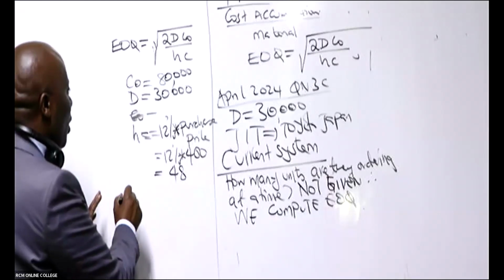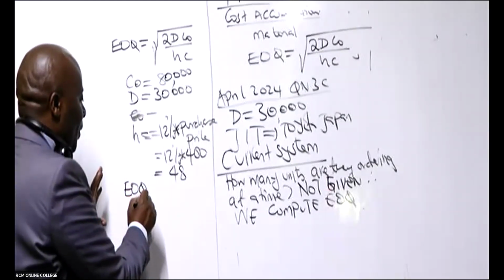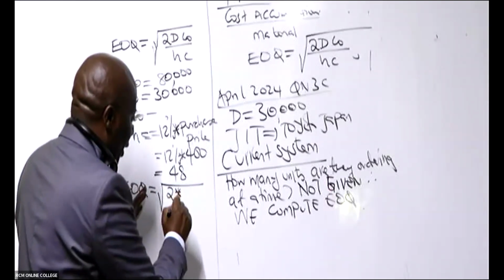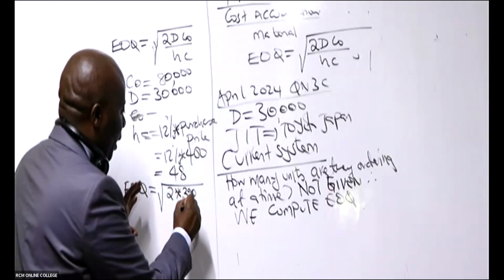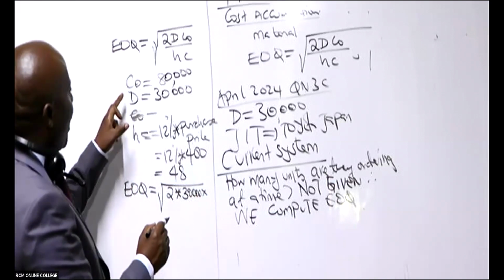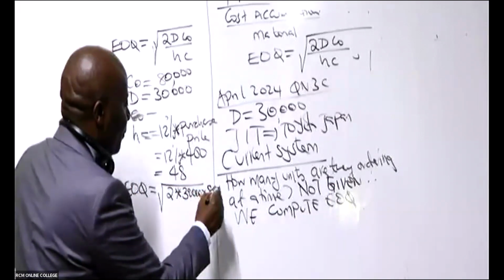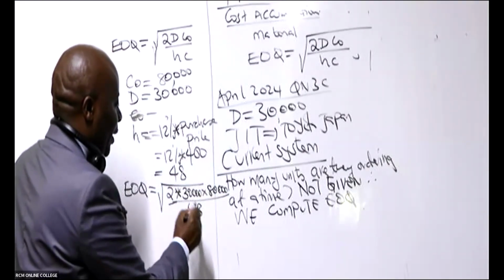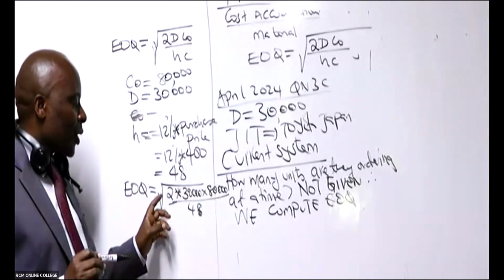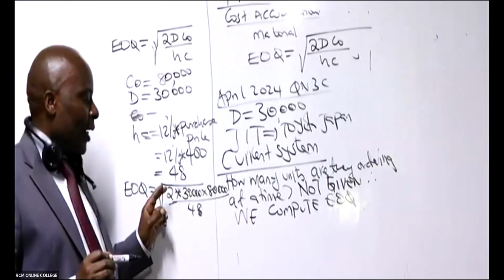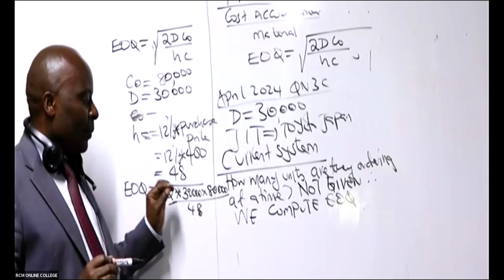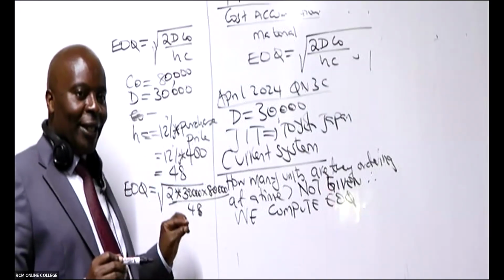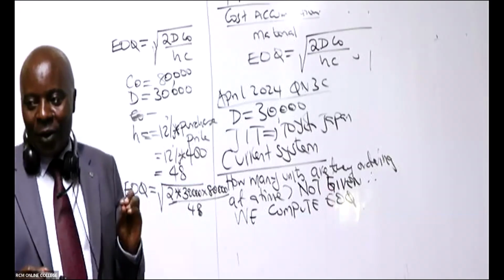48. And therefore, I can now comfortably give my examiner the EOQ, which will be the square root of 2 times annual demand of 30,000 times cost per order, which is 80,000, divided by the holding cost of what here, somebody? 48. So remember, how do we do this first? We forget the square root, and we say 2 times 30,000 times 80,000. Whatever answer we get, we divide by 48. And then we say square root.